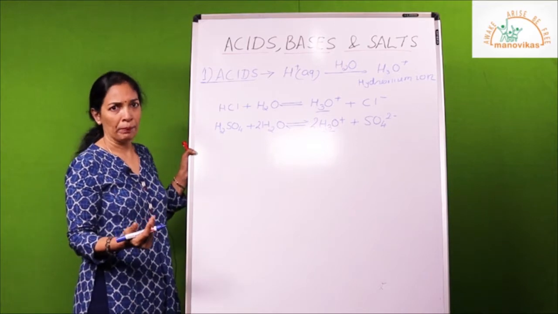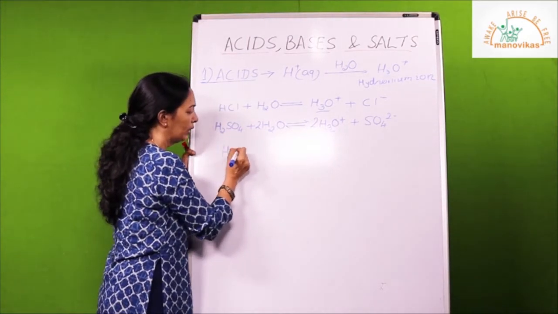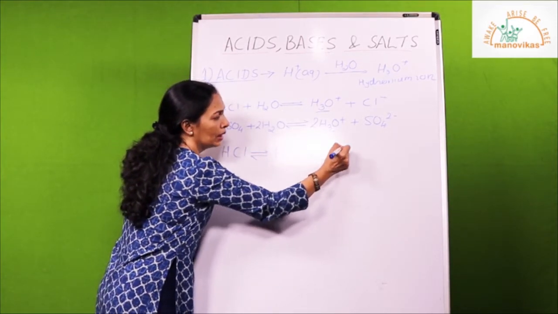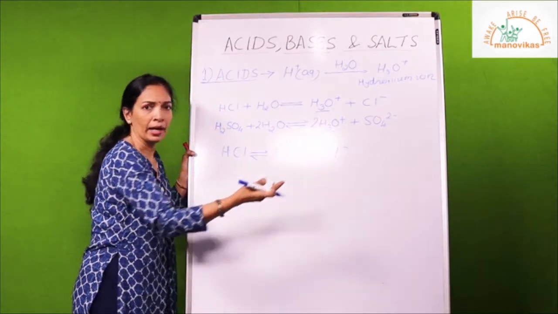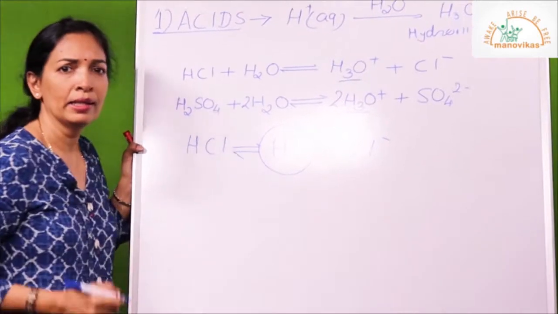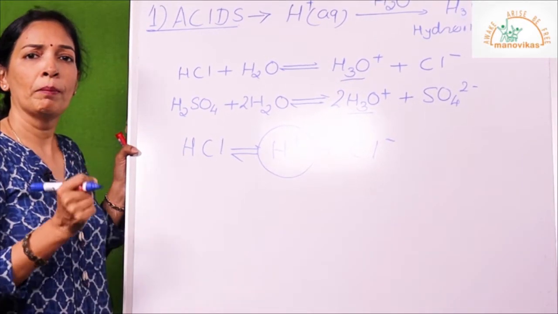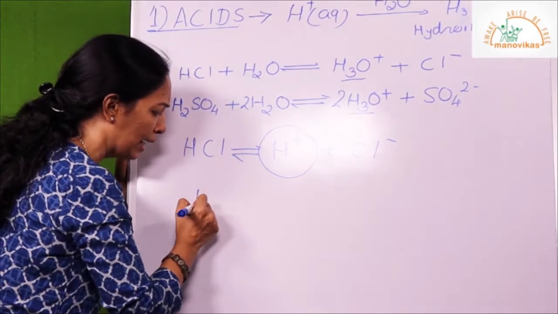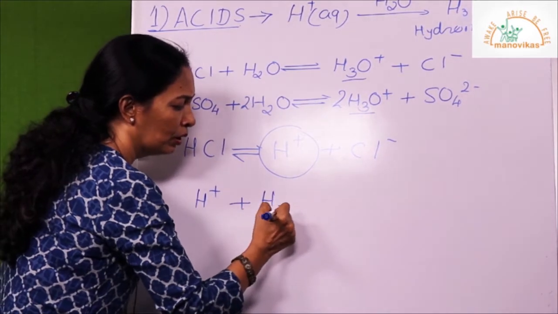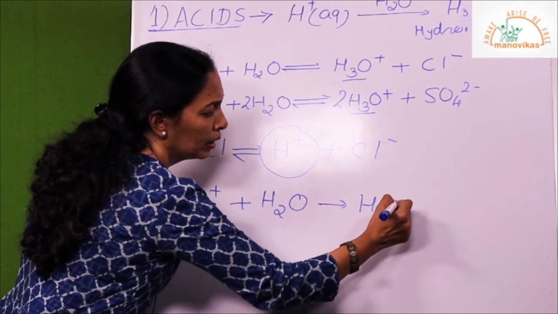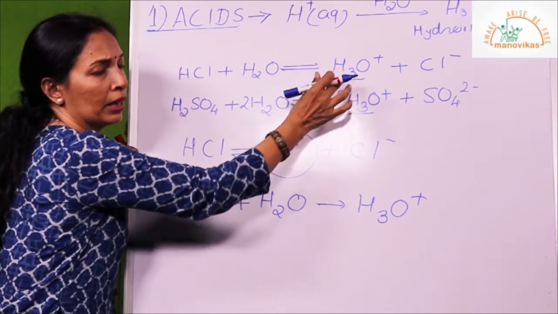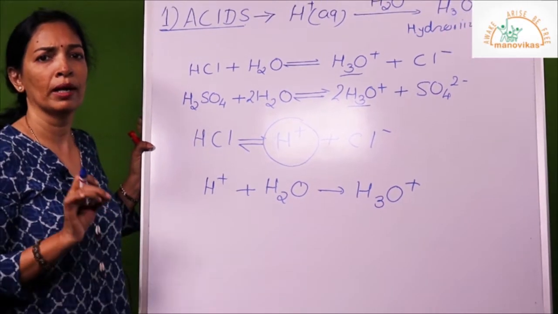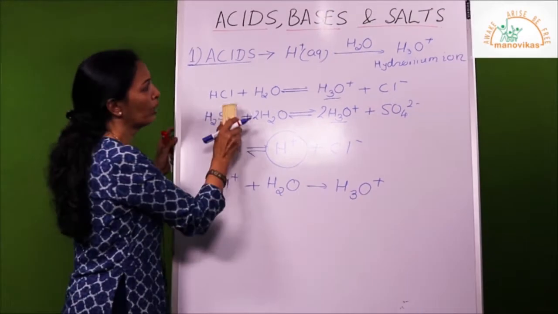In actual practice, what happens? When an acid is dissolved in water, first it gives hydrogen ion and Cl- ion, or whatever is the anion part. This H+ ion is very unstable. So it will combine with a water molecule coordinately and form hydronium ion. So this H+ will combine with water and form H3O+. That is how we write this. So an acid is a compound which when dissolved in water furnishes hydronium ion as the only positive ion. This is the definition for acid.